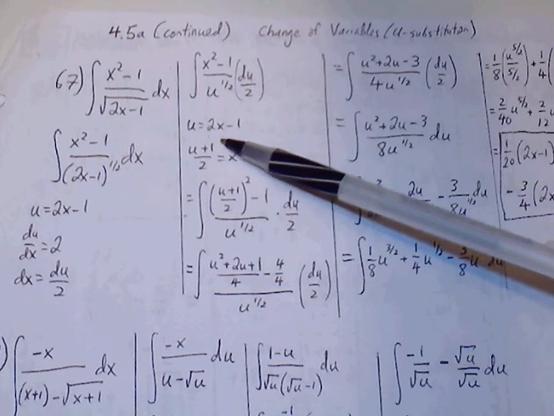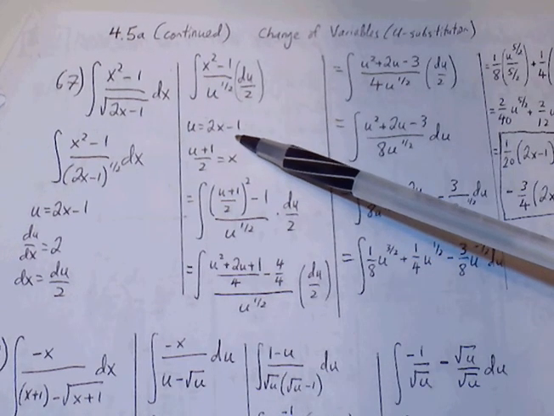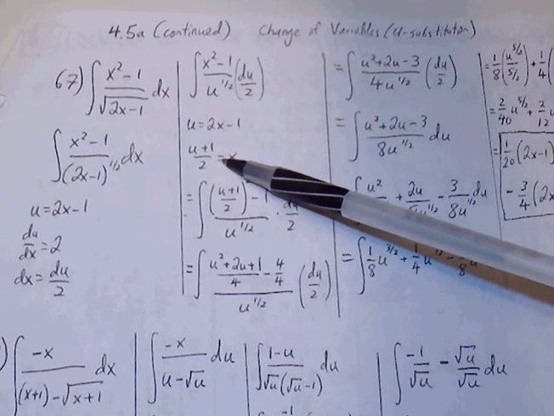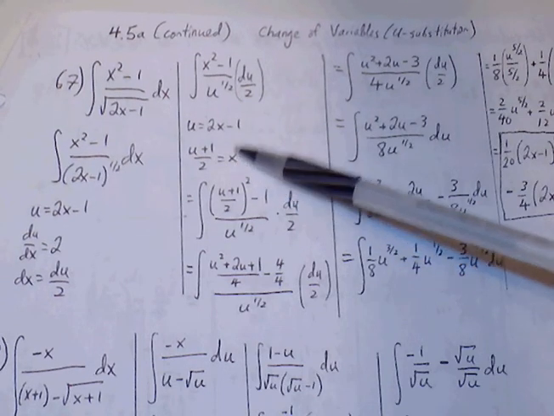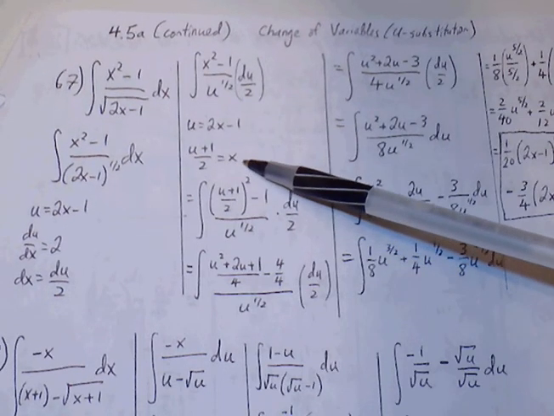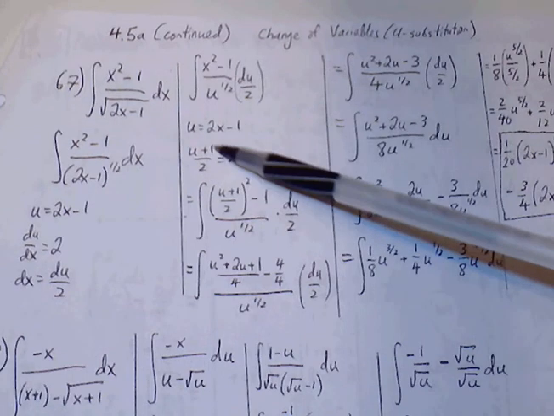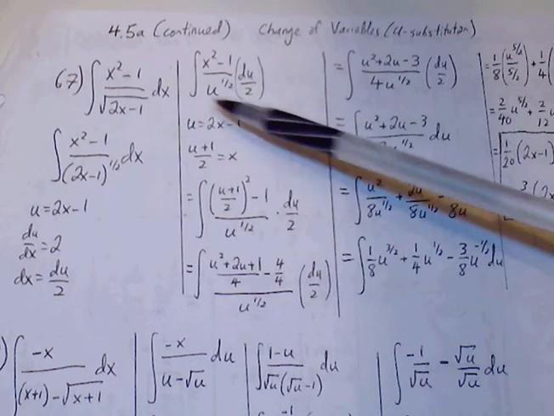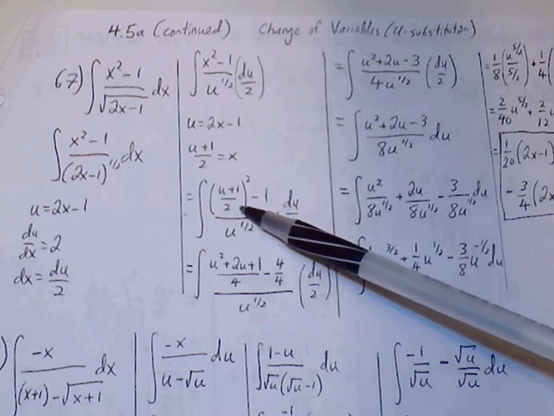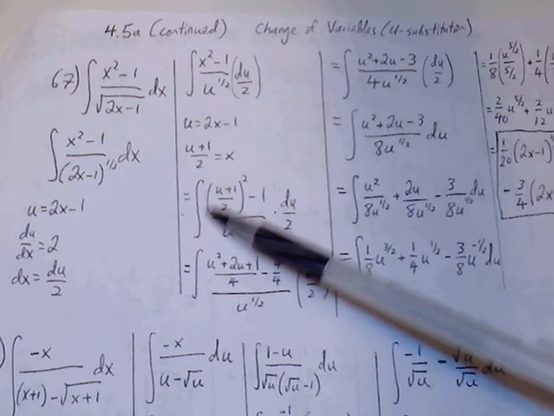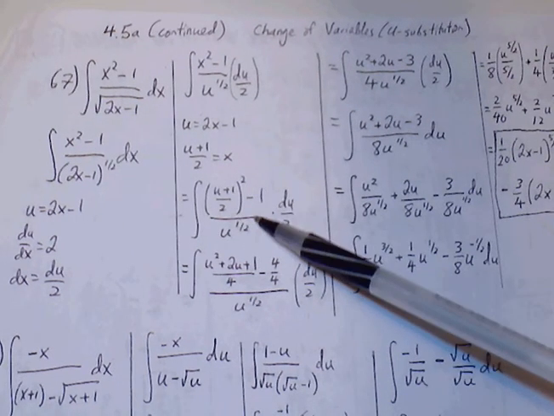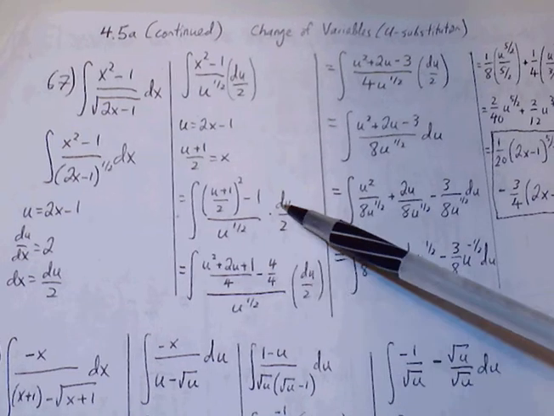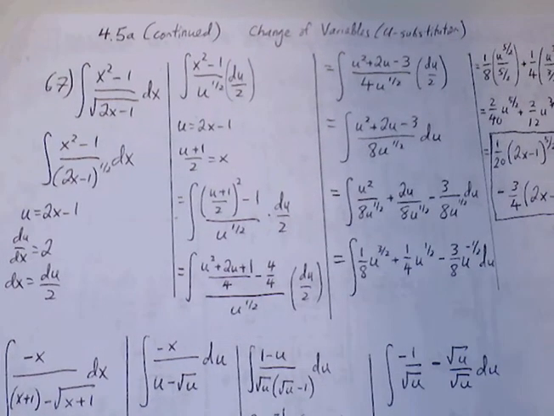So u is equal to 2x minus 1. Now if I solve for x, x is equal to u plus 1 divided by 2, right? Add 1 to both sides, divide by 2. So I can take this fraction and plug it in for this x here. Now I have something a little bit messy: u plus 1 over 2, quantity squared, minus 1, all over u to the 1/2 times du over 2.